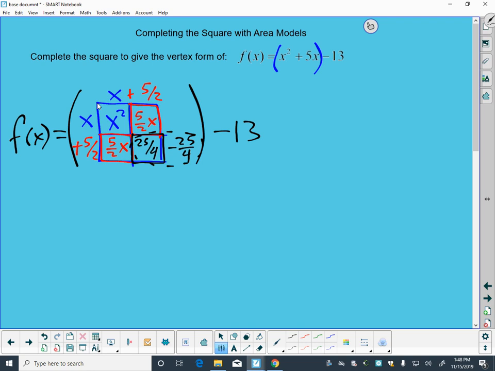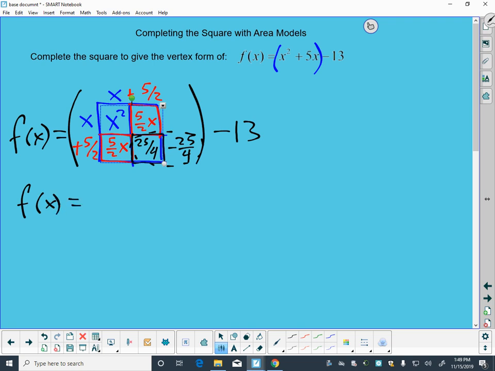And then if I look at the individual squares in here, my x squared, plus the two 5 halves x's added together, are equivalent to x squared plus 5x plus 0 here in the black, minus 13. So that is an equivalent expression.